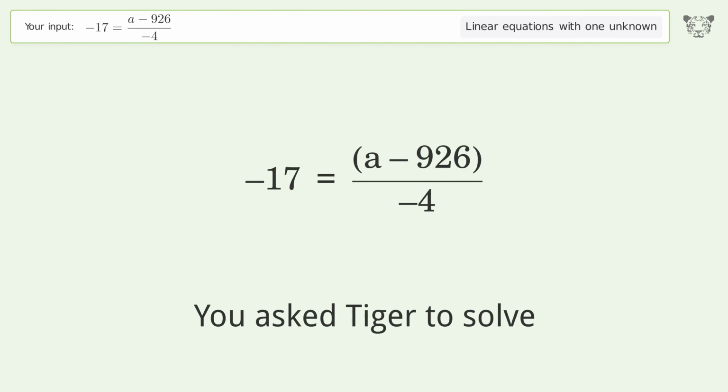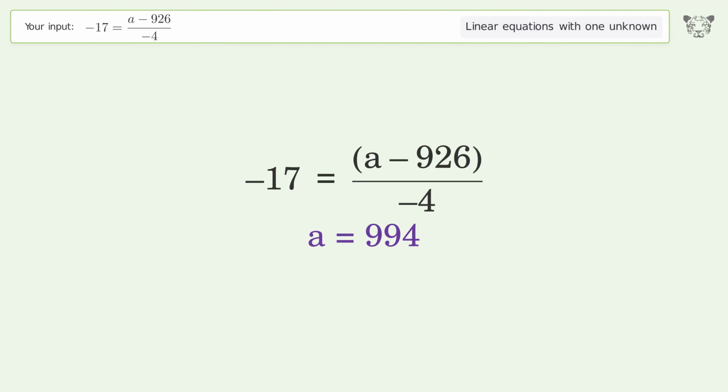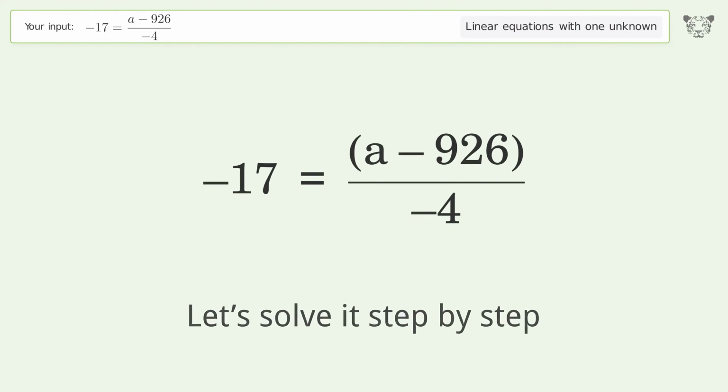You ask Tiger to solve. This deals with linear equations with one unknown. The final result is a equals 994. Let's solve it step by step.